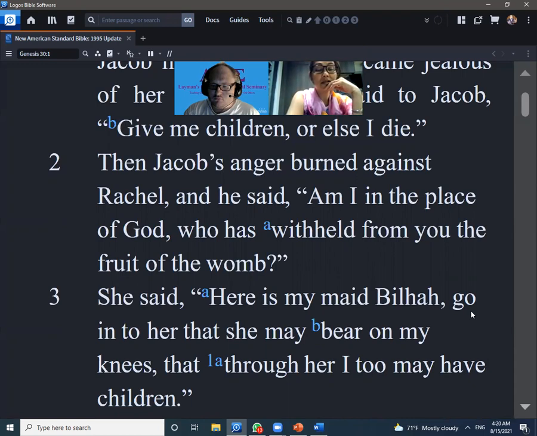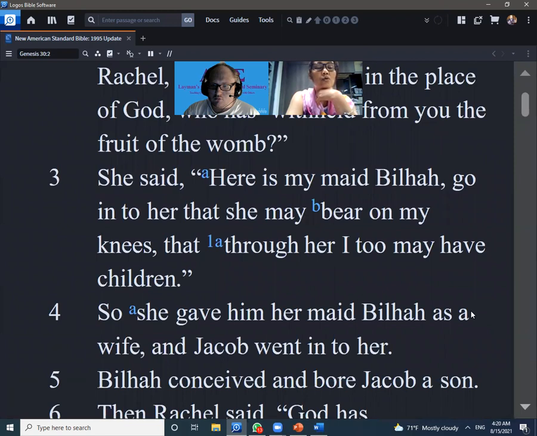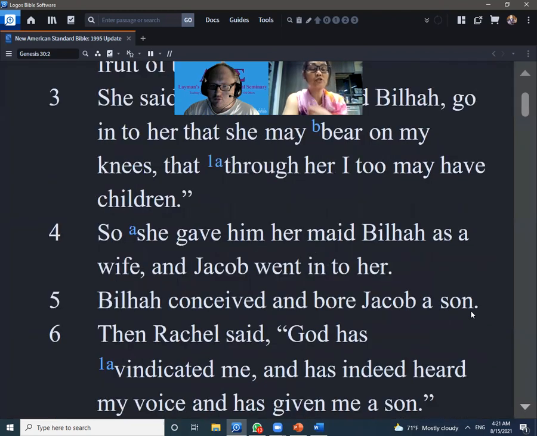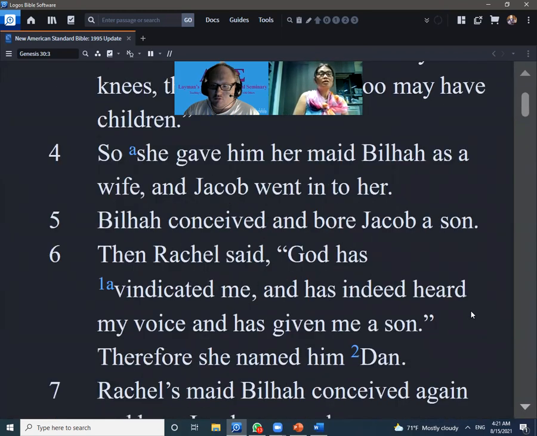And she said, "Here is my maid Bilhah. Go in to her, that she may bear on my knees, that through her I too may have children." So she gave him her maid Bilhah as a wife, and Jacob went into her.